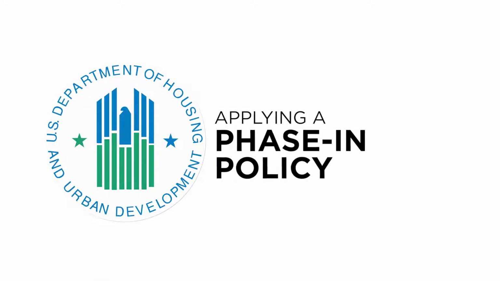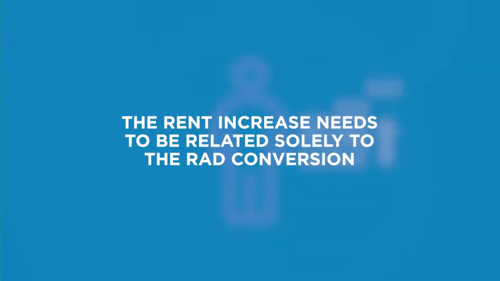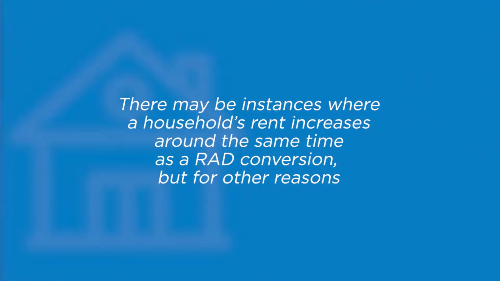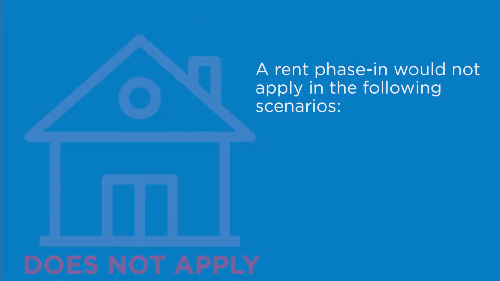Applying a phase-in policy. The phase-in applies to tenants where, purely as a result of RAD conversion, the amount that tenant would pay for rent and utilities under the PBV program increases by more than the greater of 10% or $25. To clarify, the rent increase needs to be related solely to the RAD conversion. There may be instances where a household's rent increases around the same time as a RAD conversion, but for other reasons. For example, a rent phase-in would not apply in the following scenarios.